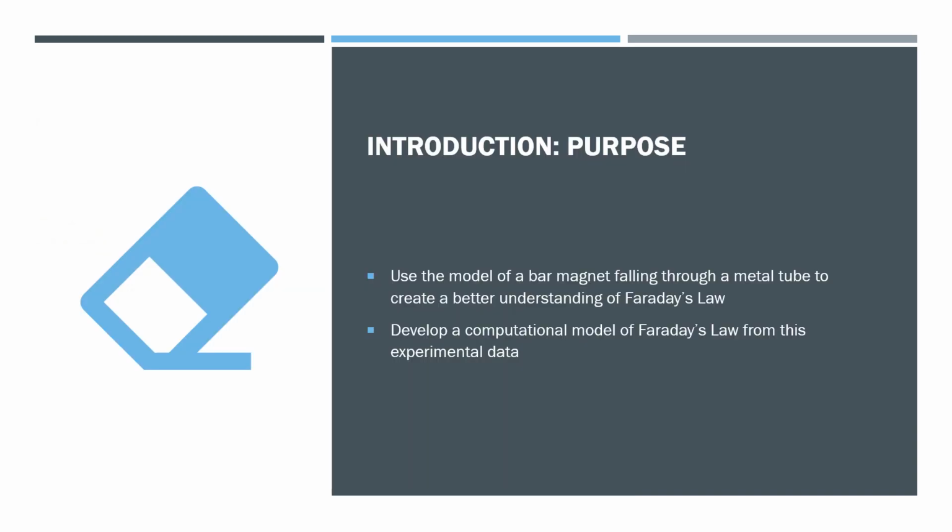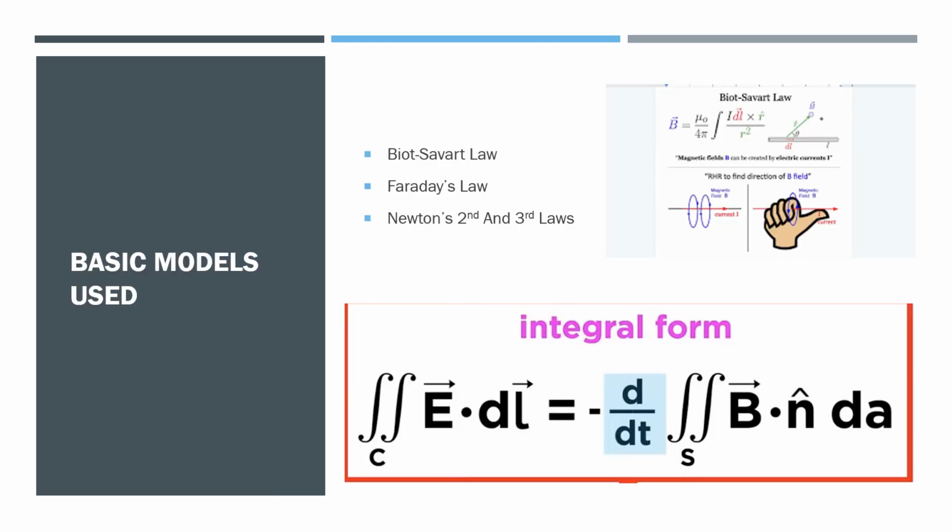So, the purpose of this lab was to use the model of a bar magnet falling through a metal tube to create a better understanding of Faraday's Law and to develop a computational model of Faraday's Law from this experimental data.